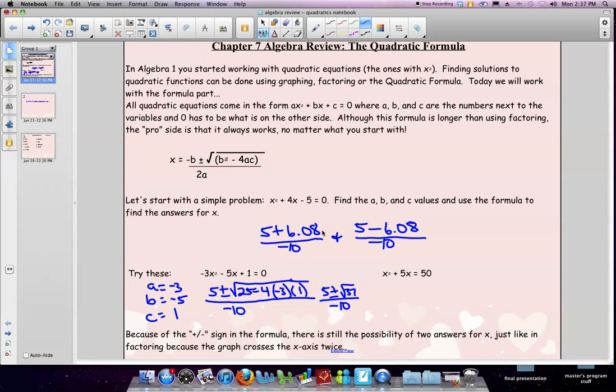So I simplified those answers. 11.08 divided by negative 6 is negative 1.85, simplified. And the other one, when I take 5 minus 6.08 and then divide that by negative 6, I get 0.18. Those are my two answers to the problem.